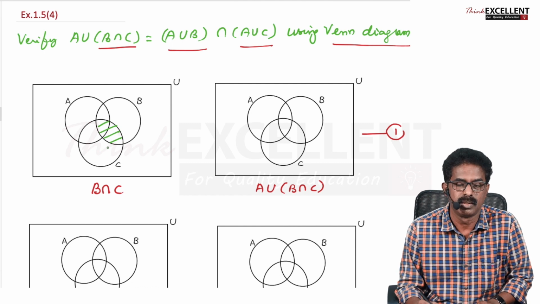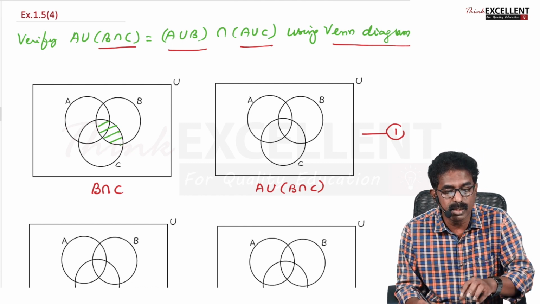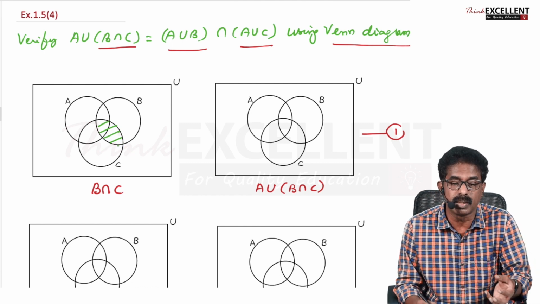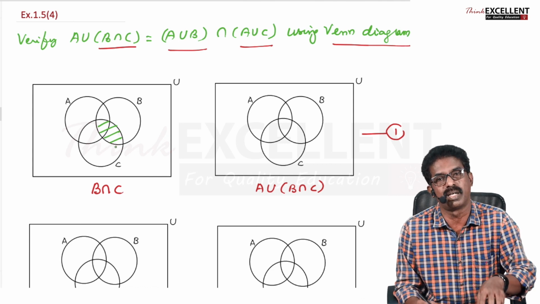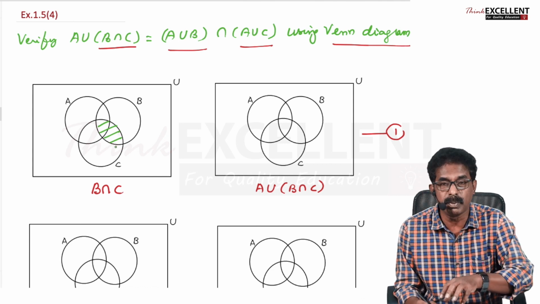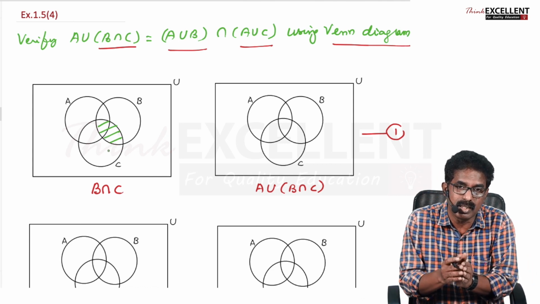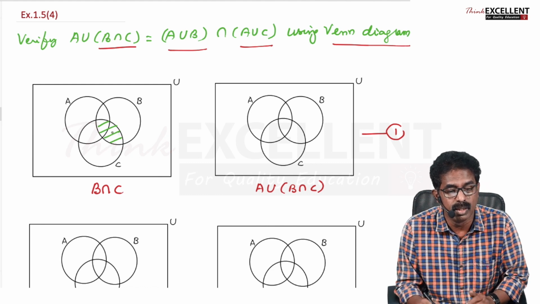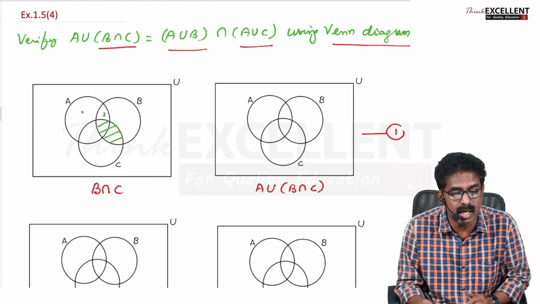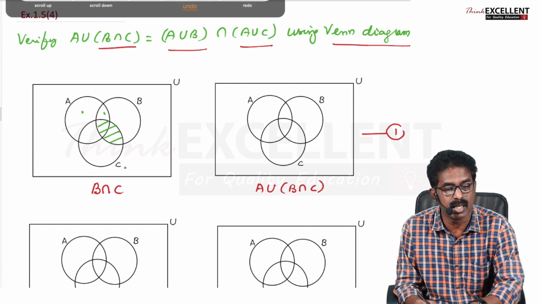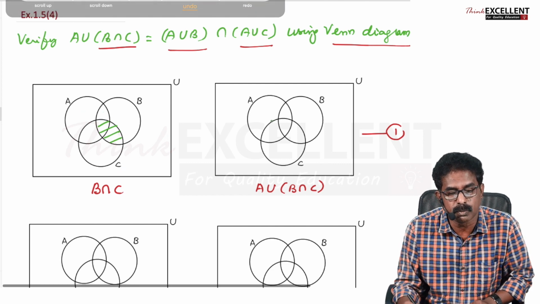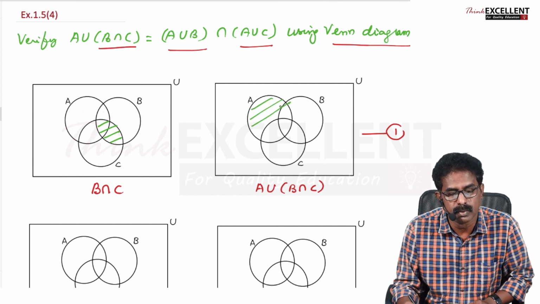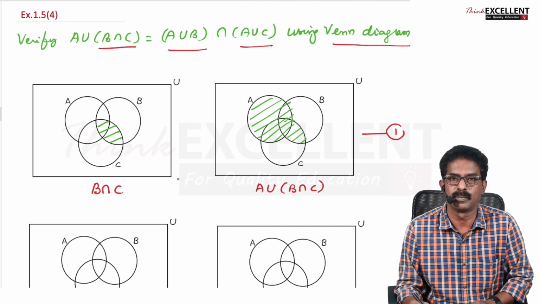B and C common. Now next one, with this you have to attach A also, because A union this one. A union B intersection C, got it. With this, you take A also. A also means these three also to be included, right? So what portion you get, you know? Hope you understood this. Okay, this is the portion you are getting.